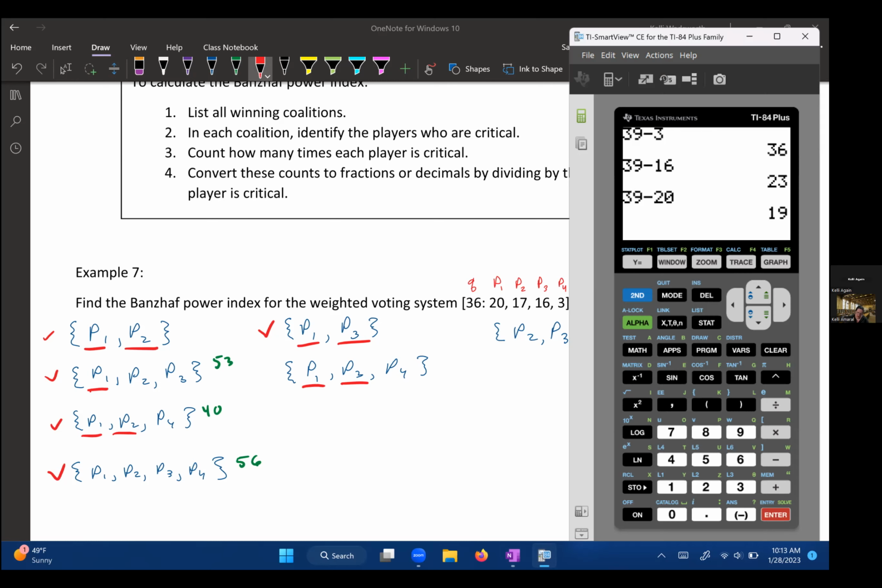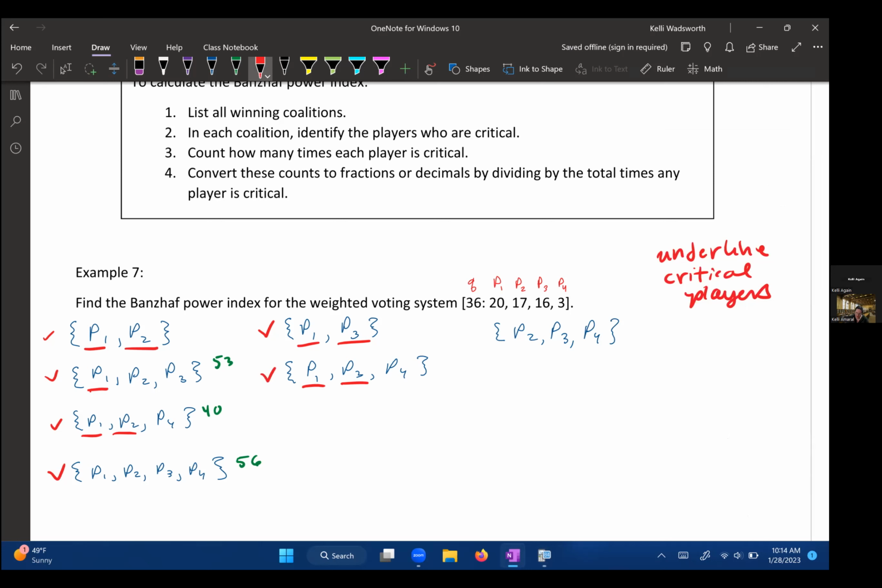Yes, because if you take away player 3's votes, you fall below quota. And if you take away player 1's votes, you fall below quota. Okay, so we've done that one. And finally, 2, 3, 4. All right, so that's 17, 16, and 3.